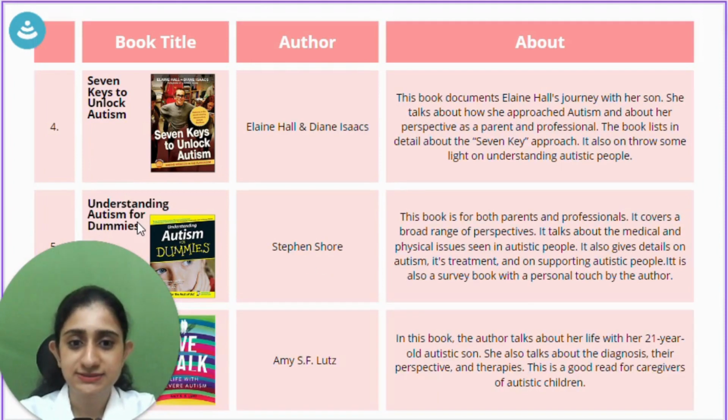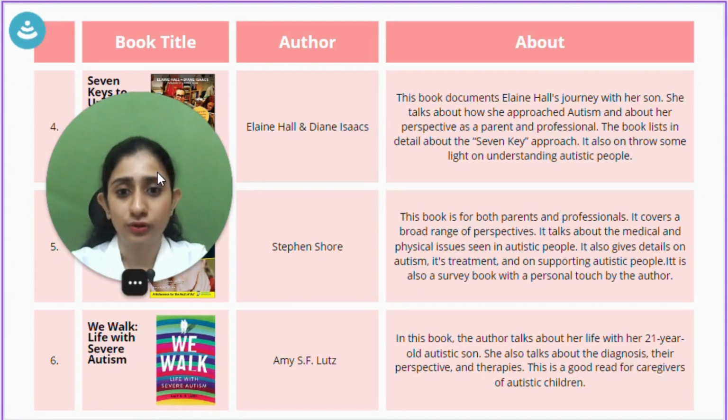The next book is titled We Walk, Life with Severe Autism by Amy S.F. Lutz. In this book, the author talks about her life with her 21-year-old autistic son. She also talks about the diagnosis, their perspective, and therapies. This is a good read for caregivers of autistic children.